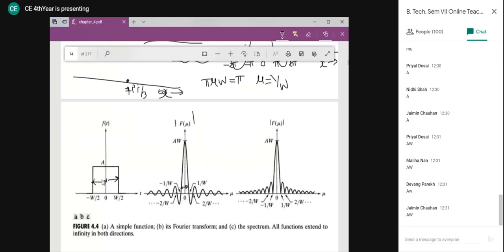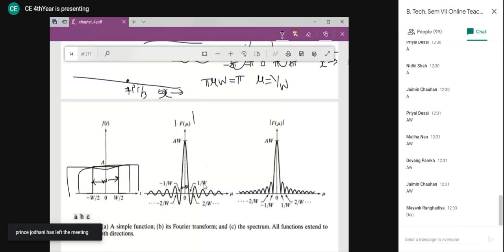If my width is higher, or broader, if I have a broader rectangle pulse, if I keep increasing the W, what will happen to my sync pulse? If my time domain is broader, what will happen to my frequency domain? I am expanding W, increasing the value of W. If W is higher, what will happen to the width of my sync pulse? W is higher, which means I am widening the pulse in the time domain.